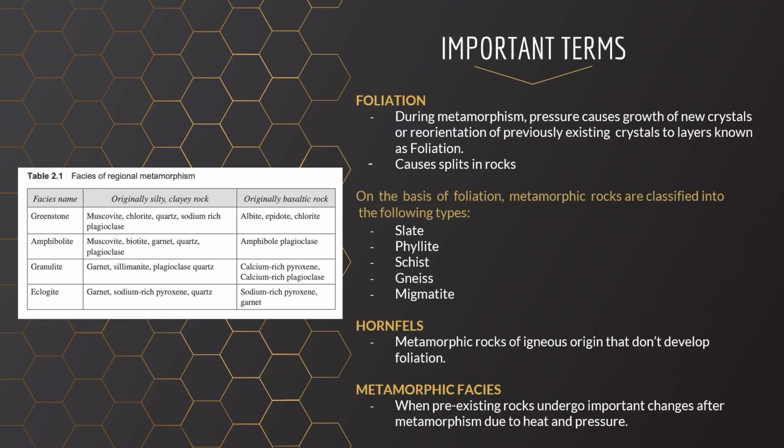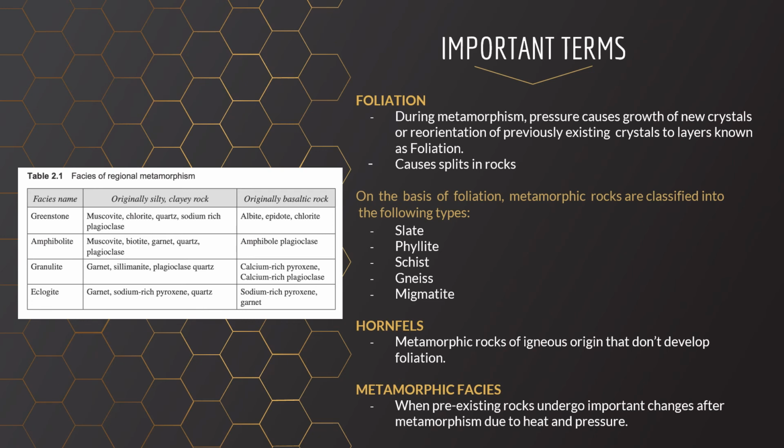Important terms. We have foliation. During metamorphism, pressure causes growth of new crystals or reorientation of previously existing crystals to layers known as foliation. Foliation basically causes splits in rocks. On the basis of foliation, metamorphic rocks are classified into the following types. We have slate, phyllite, schist, gneiss, and migmatite.